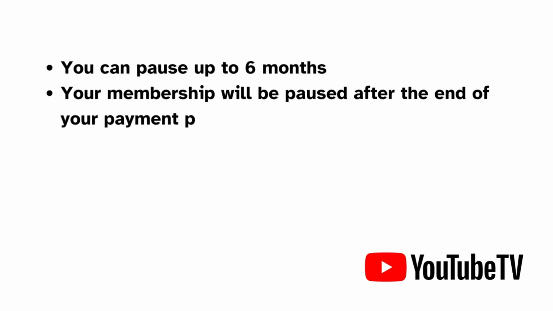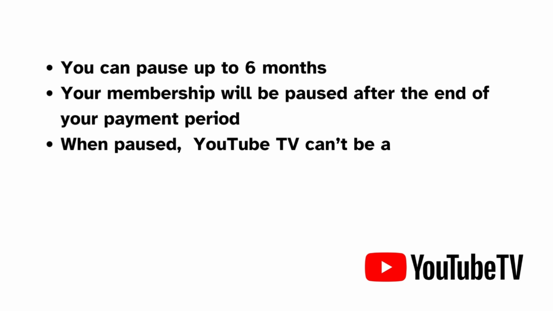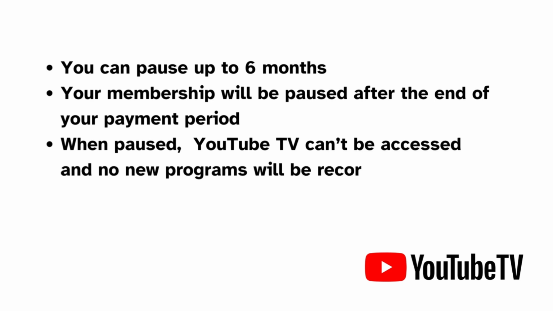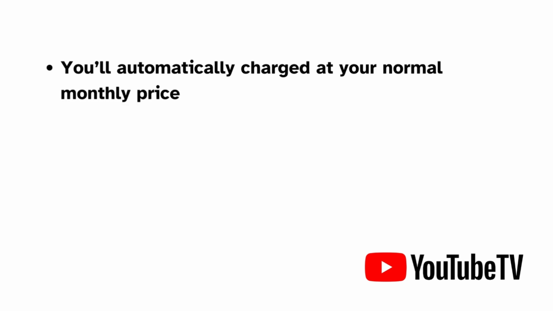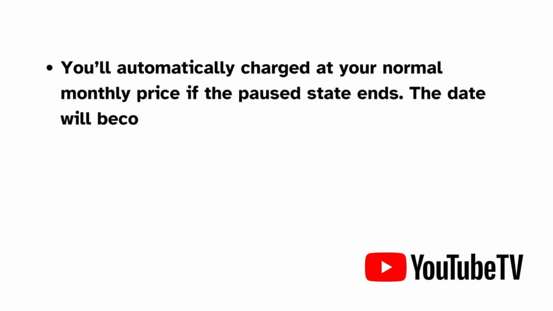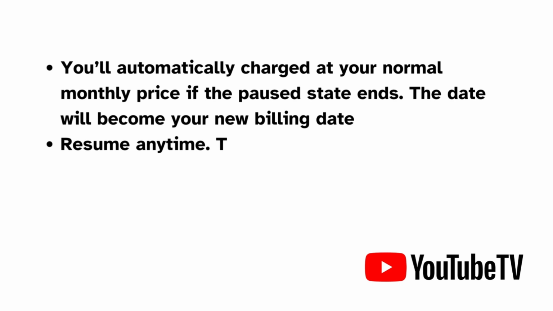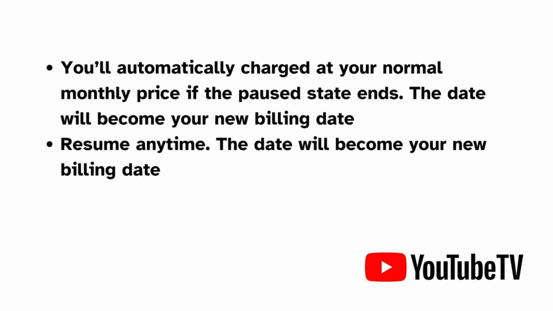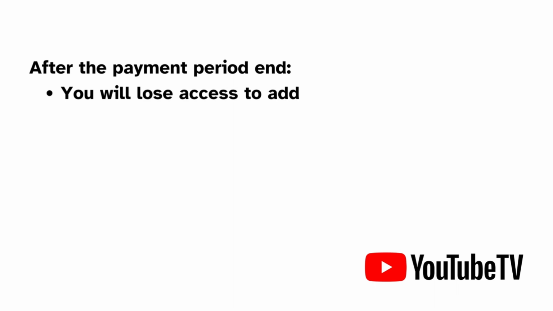Your membership will be paused after the end of your payment period, and when it is paused, YouTube TV can't be accessed and no new programs will be recorded. You'll automatically be charged at your normal monthly price when the pause ends, and the date will become your new billing date. You can resume anytime and the date will become your new billing date.